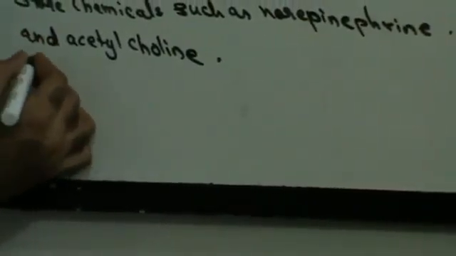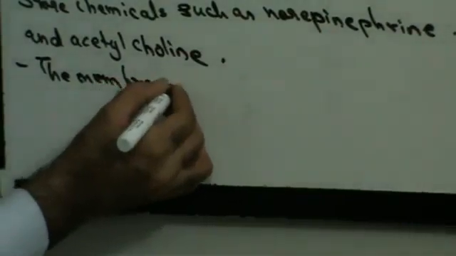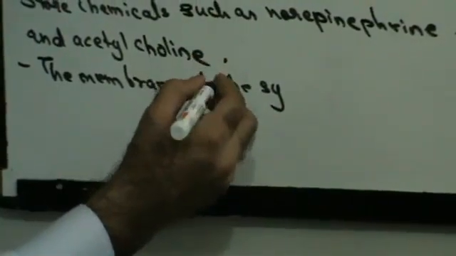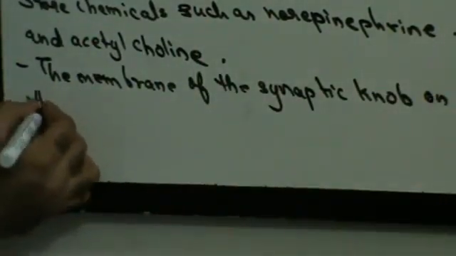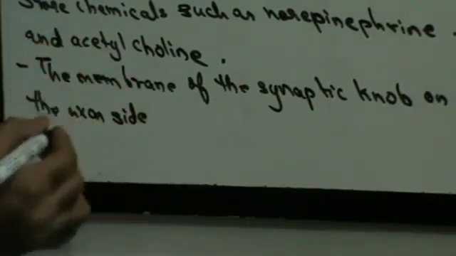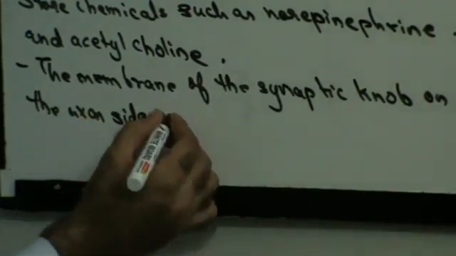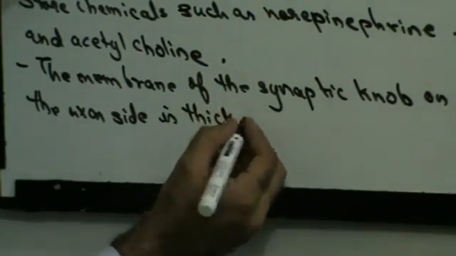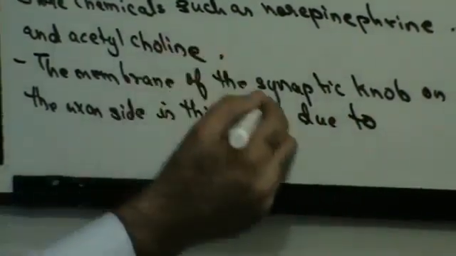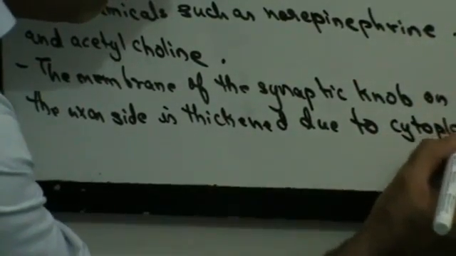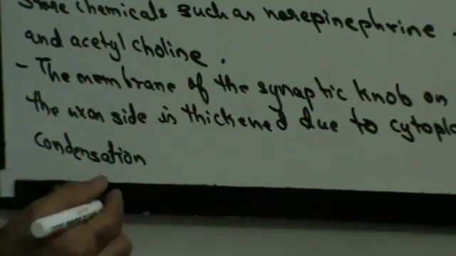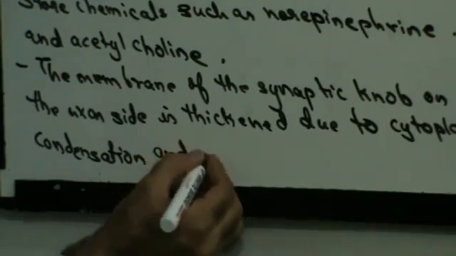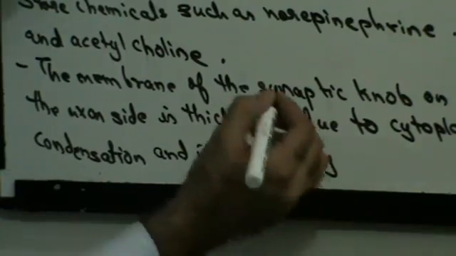Now, the membrane of the synaptic knob on the axon side is thickened due to cytoplasmic condensation, and is called the presynaptic membrane.